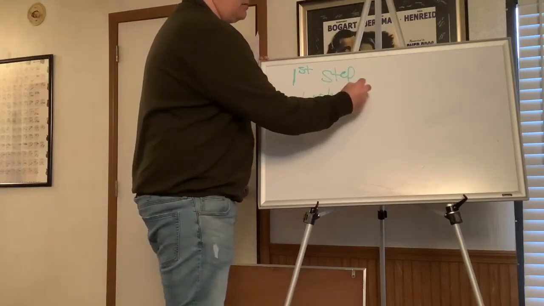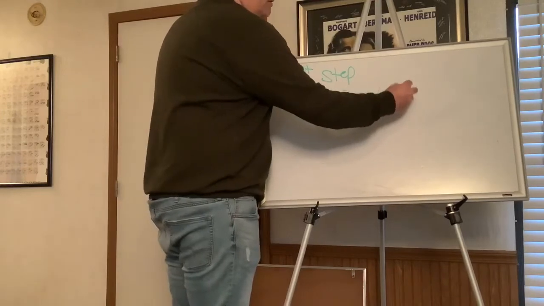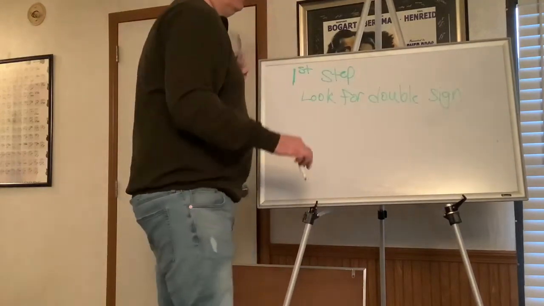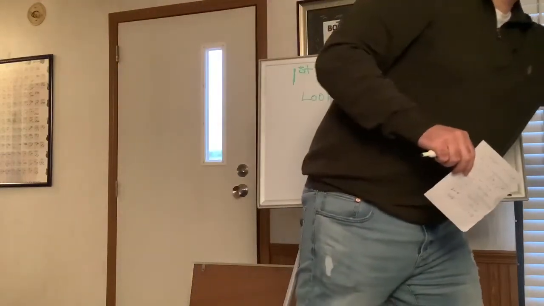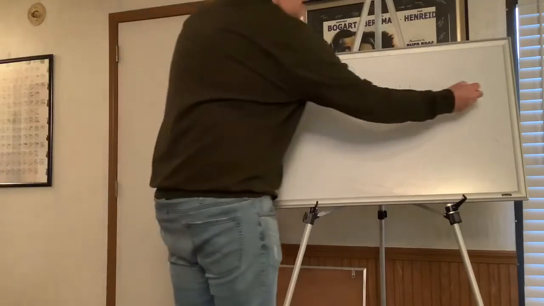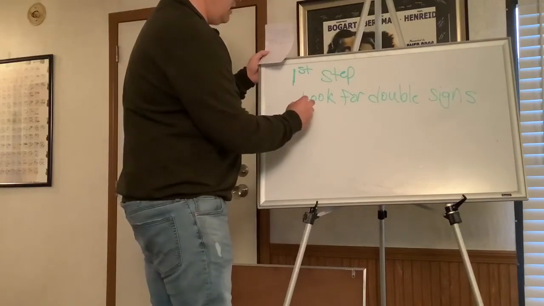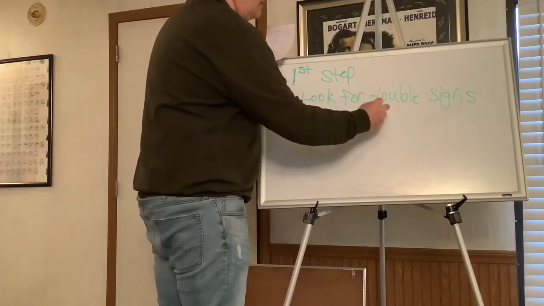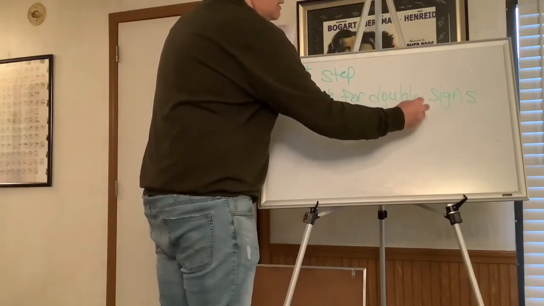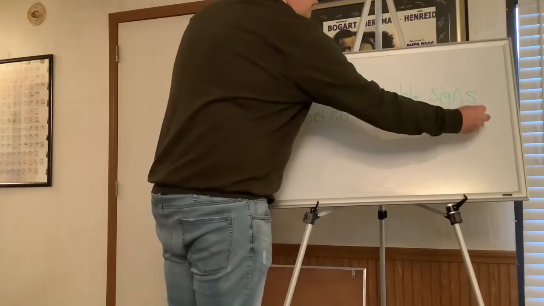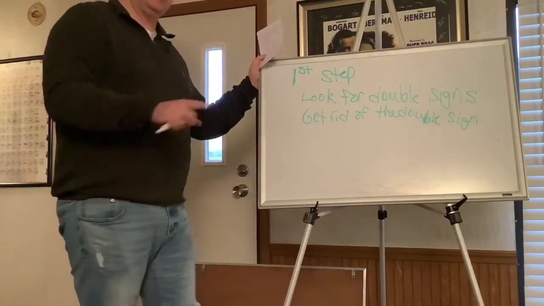I'm going to explain what double signs are. We're going to look for double signs. Okay, I'm actually going to brighten this up a little bit in here. That may help a little bit. Look for double signs, and then get rid of those double signs, or eliminate them. Get rid of the double signs. And I know that sounds like two steps, but it's the same step. You're just looking where the double signs are, and when you see them, you're going to get rid of them.